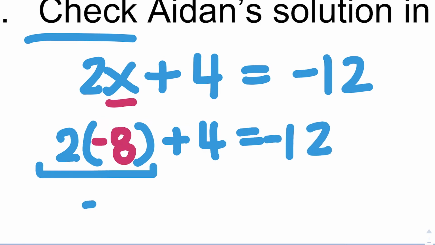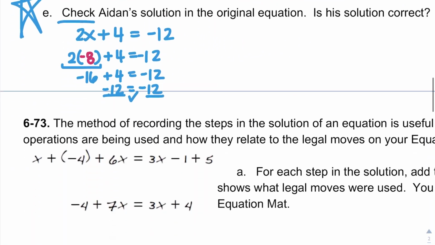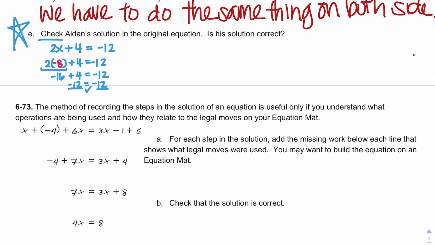So 2 times negative 8 is negative 16 plus 4 equals negative 12. And then if we actually do that, negative 16 ones and then 4 positives, I can make 4 zero pairs with those tiles, leaving me with 12 negative tiles on the left and 12 negative tiles still on the right, which tells me this is the correct solution because it made the equation true by plugging in negative 8 for x. Does that make sense? So hopefully that makes sense to all of you. You are going to be expected to check your solution with your work in tomorrow's assignment. So make sure you understand how to do that. Rewind it and watch it again if you need to.